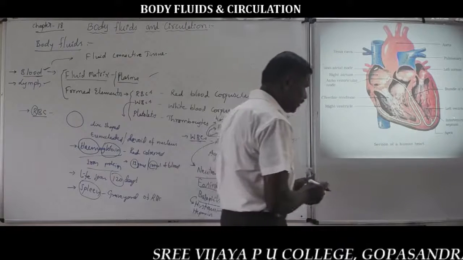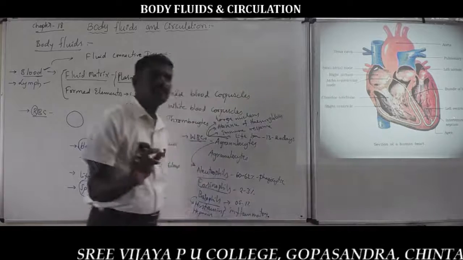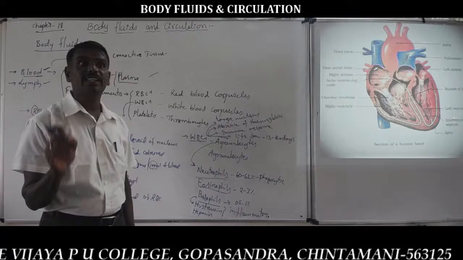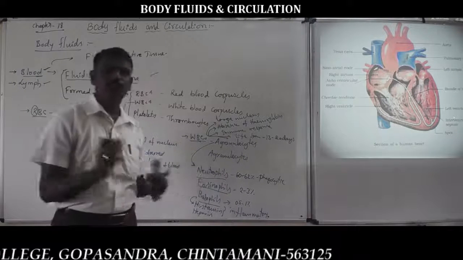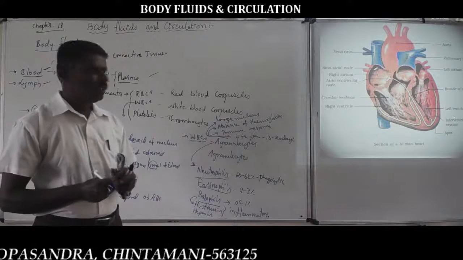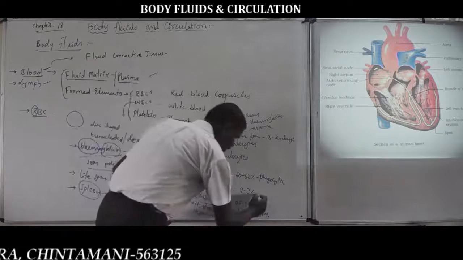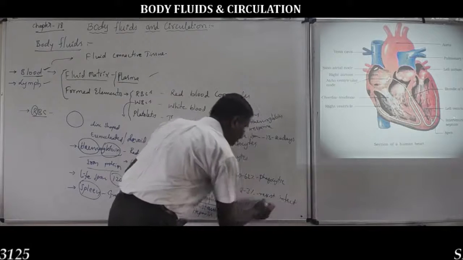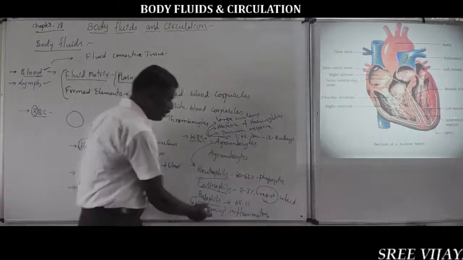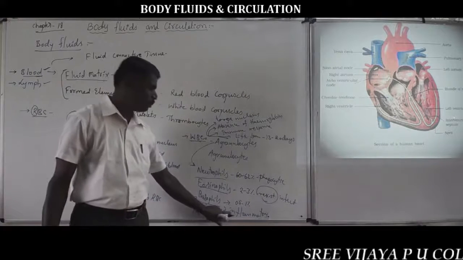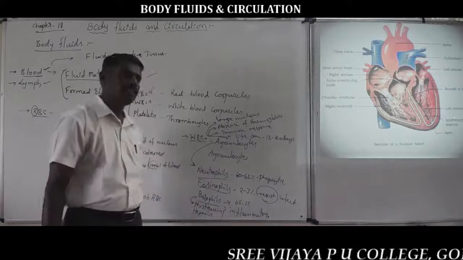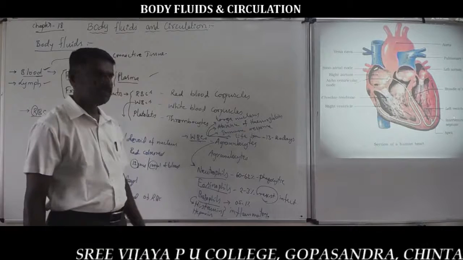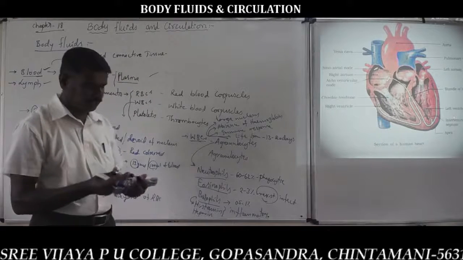Neutrophils are phagocytic. Phagocytic means that if certain infections enter into the body, those microbes are directly killed by these neutrophils. Eosinophils help to resist infection. Basophils provide inflammatory chemicals, that is histamine and heparin, which are produced by these basophils.